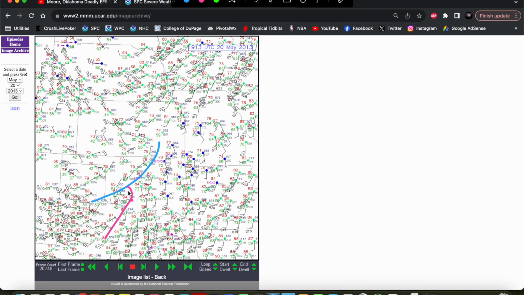Oftentimes, the triple point is a favored location for storm initiation in severe weather events because you have enhanced convergence at that point of intersection between the two boundaries. We also see a bit of a dry line bulge just southwest of the Oklahoma City metro area. You can really see how that dry line bows outward in that location. The area ahead of a dry line bulge is also a favored location for storm initiation because you'll see enhanced convergence along the dry line at that point.